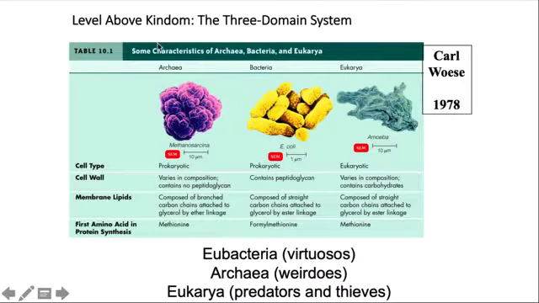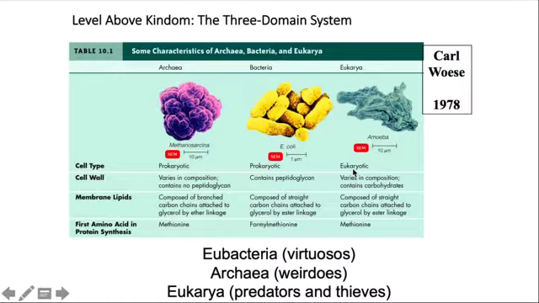Based on the three-domain system, these are the basic characteristics that we're looking at. There are more, but these are a few of them. Based on the cell type, you have prokaryotes, those that do not have a membrane-bound nucleus. So you have archaea, and you have E. coli or bacteria, all being prokaryotes. And then you have those that have membrane-bound organelles. Those are eukaryotic.